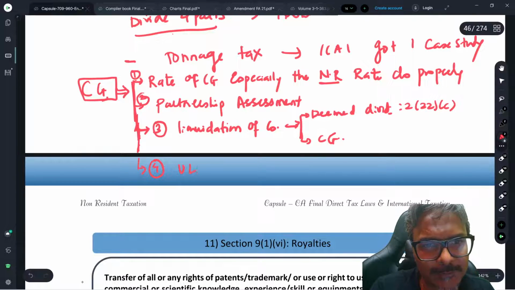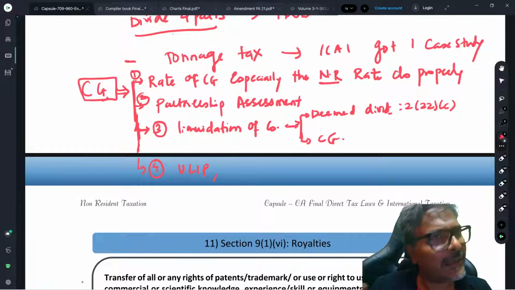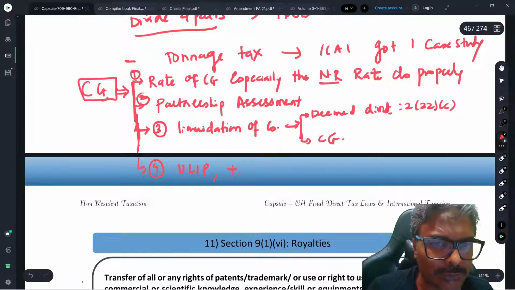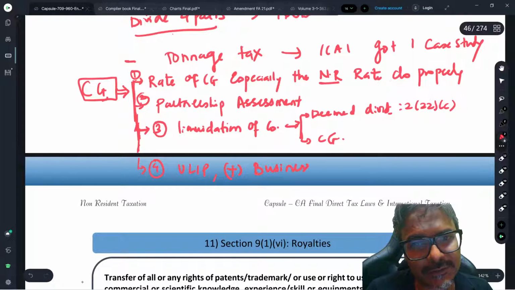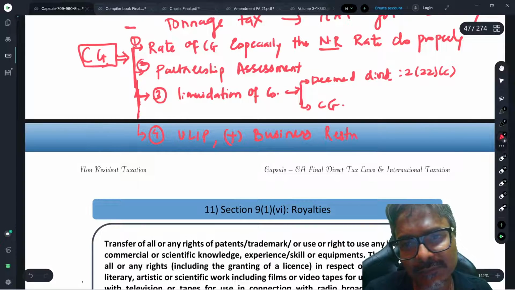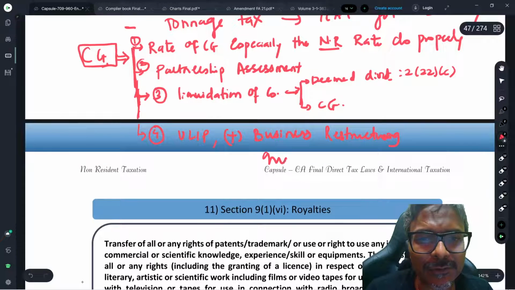The last one, students, is ULIP taxation, again the amendment part. I'll just show that in the description box, don't worry. Plus, students, the business restructuring questions. Business restructuring question, students, again a very important part. I am writing what? Business restructuring question.